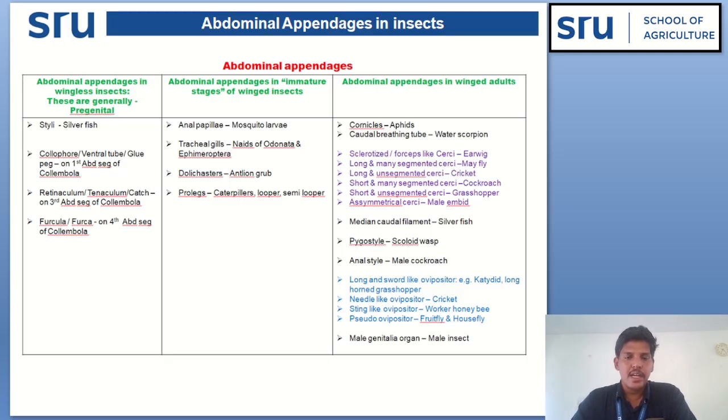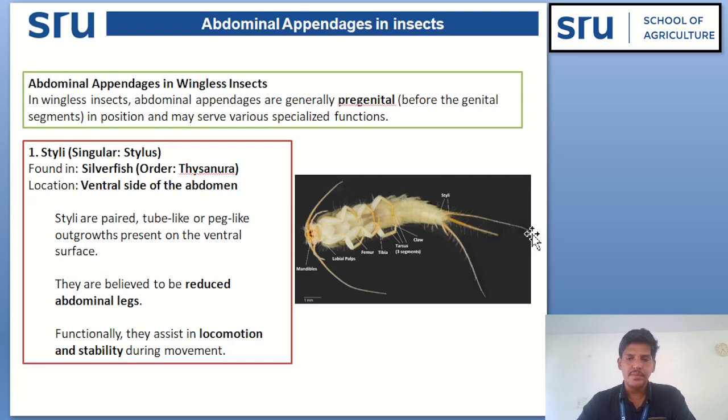So, this slide includes the list of abdominal appendages. In the coming slides, we will discuss all these abdominal appendages in detail along with images. First of all, we will discuss abdominal appendages in wingless insects. In wingless insects, abdominal appendages are generally pregenital, meaning before the genital segment in their position, and they may serve various specialized functions.